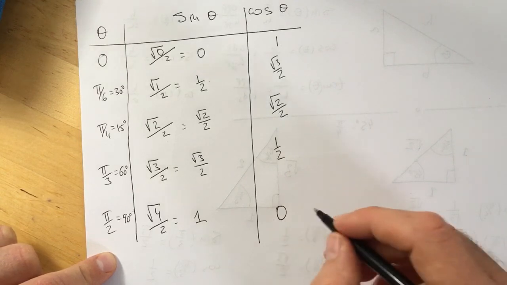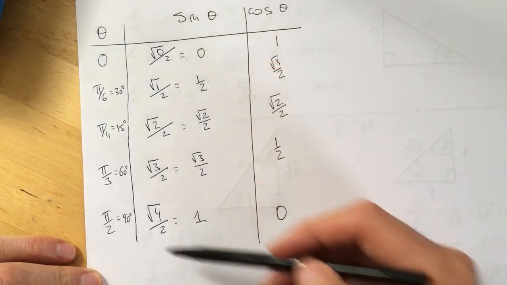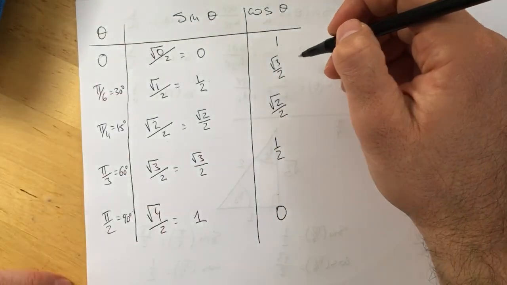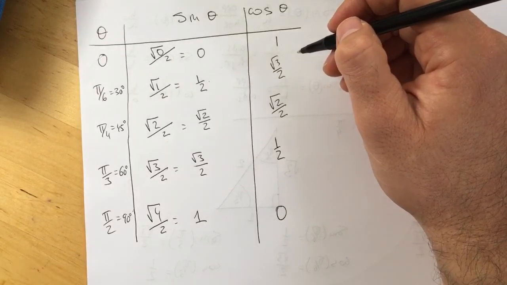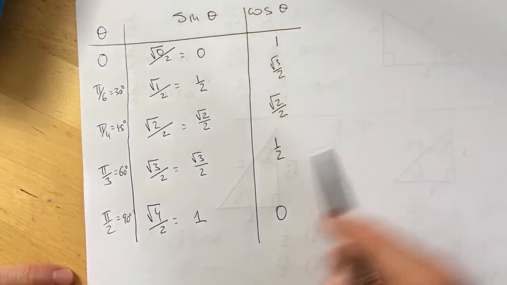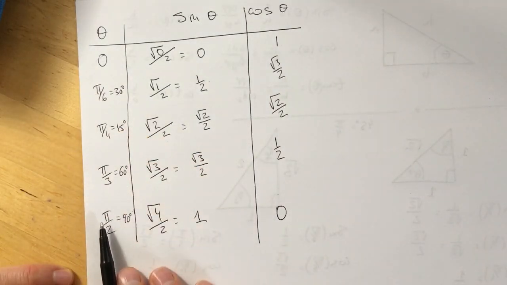In the next video, I will show you the difficult part: how using these values, you will be able to find the rest of the trigonometric functions evaluated at any angles that are integer multiples of these angles right here.